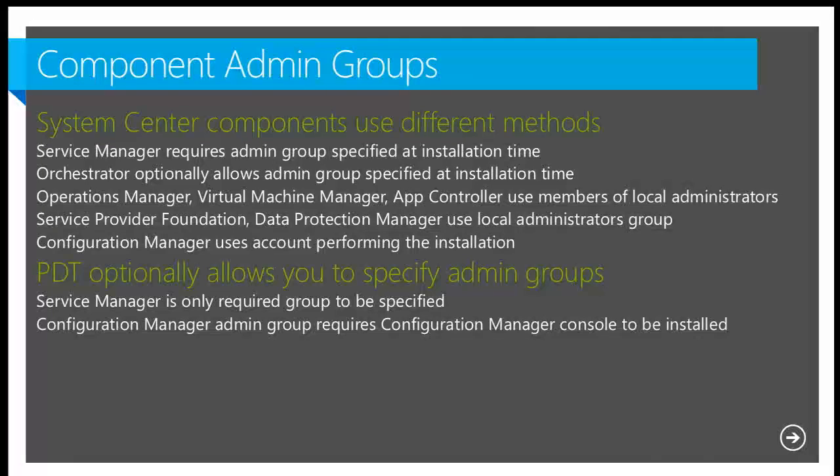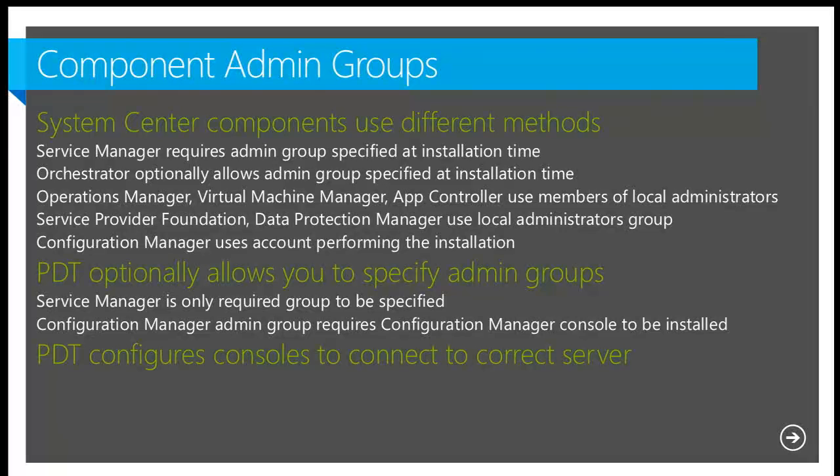So PDT optionally allows you to specify admin groups as part of that variable file. It requires you to do it for Service Manager because Service Manager installation requires it. Configuration Manager is slightly strange in that you have to install the Config Manager console to be able to do this, because Config Manager PowerShell is part of the console installation, not the site server installation. But it allows you to specify the admin group, which means that even though I'm using an installer service account to do all the installation, and I'm not guaranteeing what the local administrator group membership is of any server I'm installing against, I can specify which groups should have access, so by the time my console's installed, I should just run it and I have access.